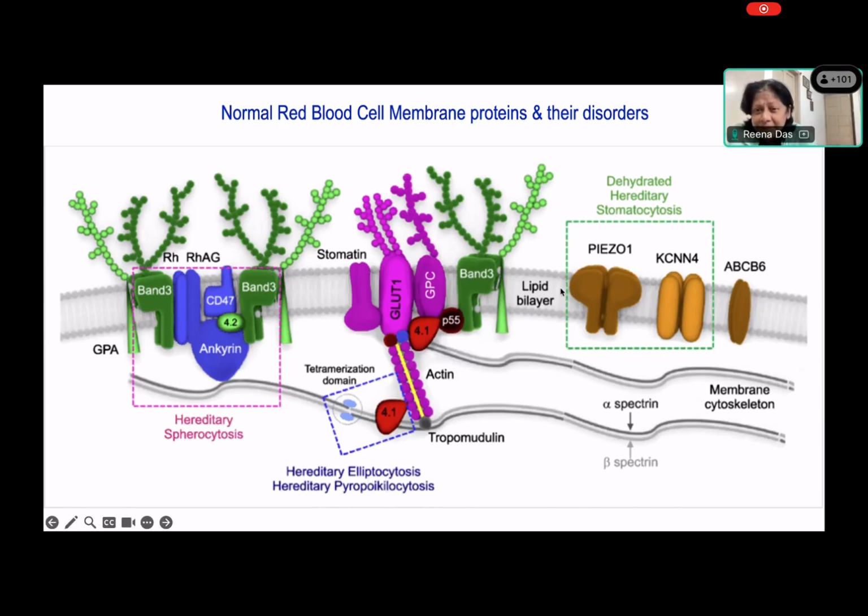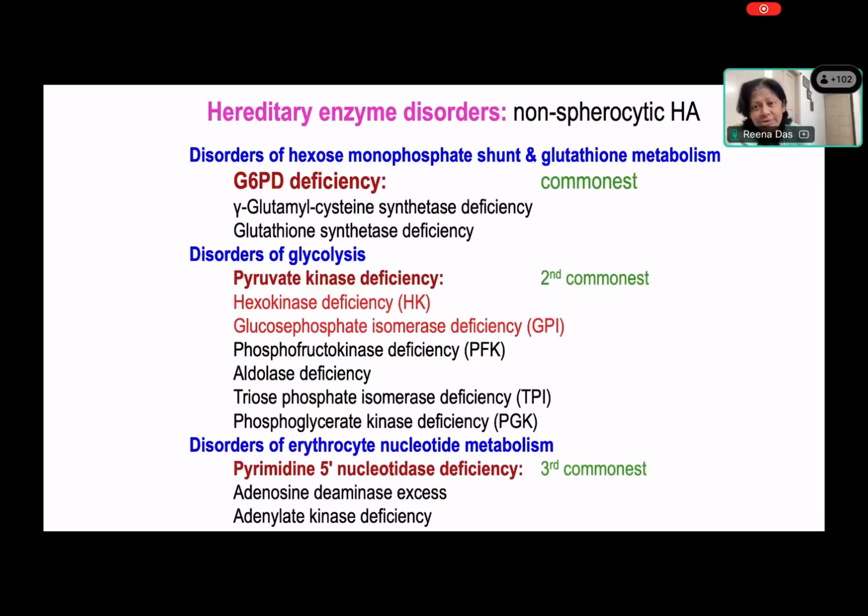And the other newer membrane proteins are PIEZO1 and KCNN4. Any abnormality in these gives rise to dehydrated hereditary stomatocytosis, and we'll come to it a little later. Right? If we talk about the hereditary enzyme disorders, these are also known as non-spherocytic hemolytic anemias. When we talk about the membrane disorders, we call it spherocytic hemolytic anemia, but the hereditary enzyme disorders are known as non-spherocytic hemolytic anemias. Among them, these are the various disorders which are there.